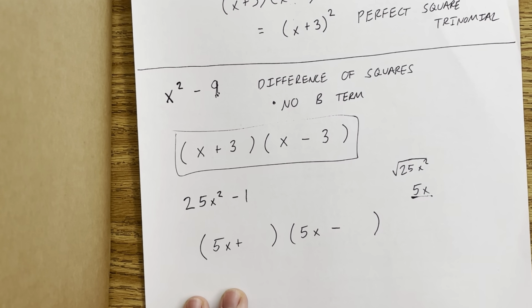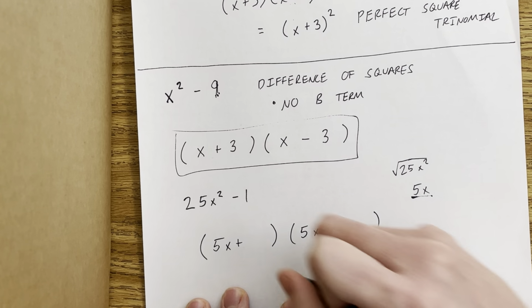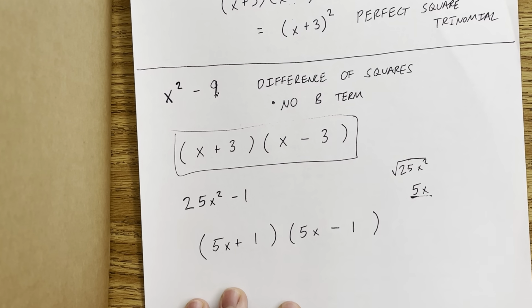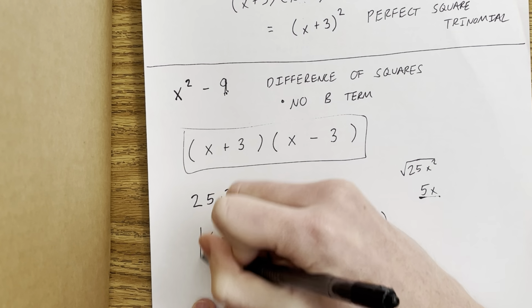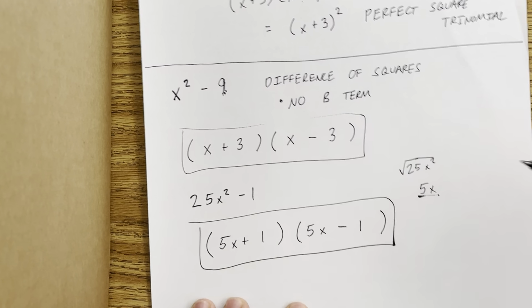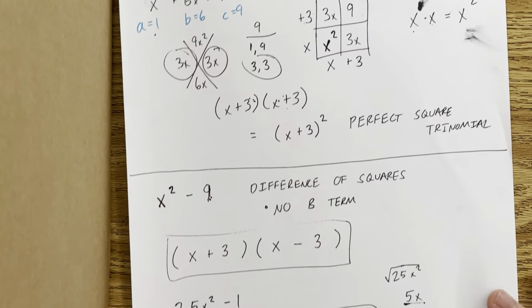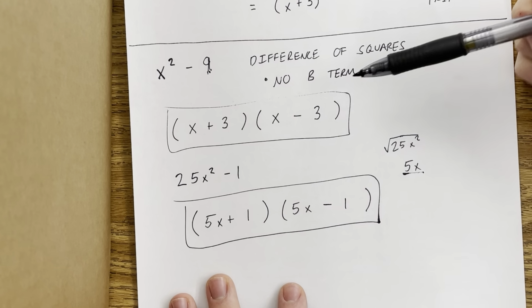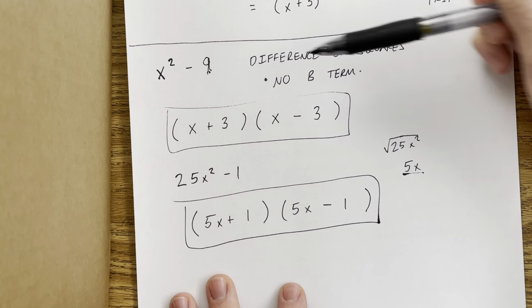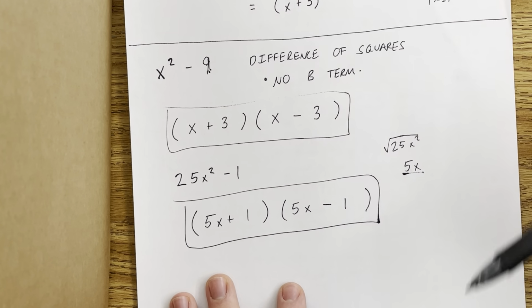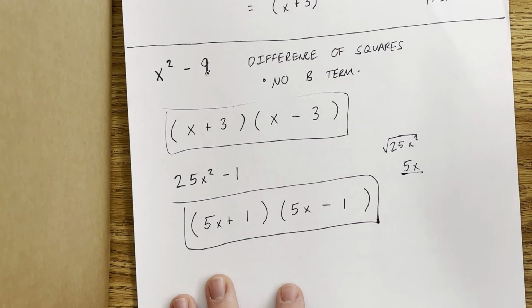And then, what is the square root of 1? The square root of 1 is just 1. So those go there. Once again, this is a very, very simple shortcut that will save you loads of time rather than doing the whole diamond and box every single time. But there has to be no b term, and it has to be minus. It has to be minus.